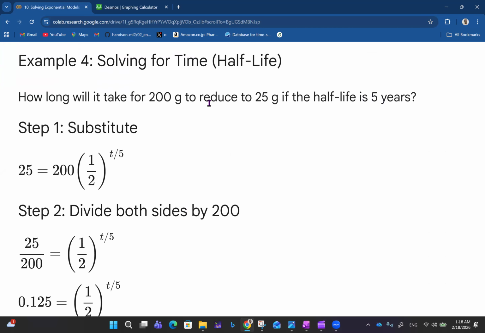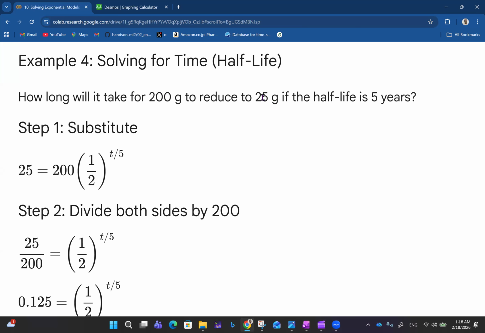How long will it take for 200 grams to reduce to 25 grams if the half-life is 5 years? So if after 5 years it becomes 100 grams, after another 5 years it becomes 50, and, okay, I think I'm already getting where we can do it by intuition. If the half-life is 5 years, after 5 years, 200 grams becomes 100. In another 5 years, 100 becomes 50. That's 10 years. In another 5 years, 50 becomes 25. So that should be 15 years from my intuition. Let's see if the answer is going to tally with that.